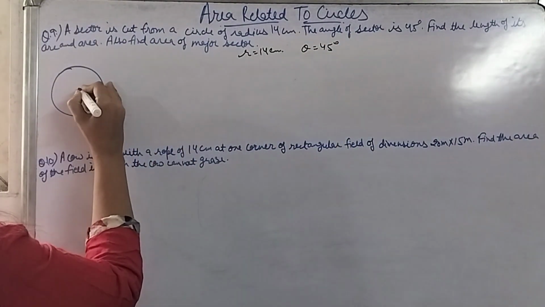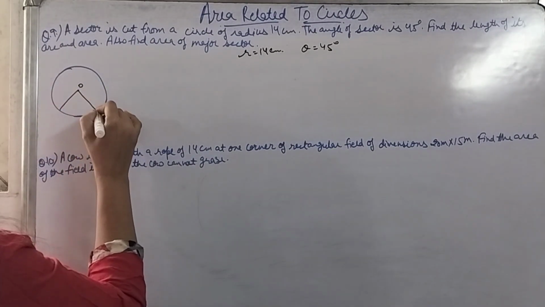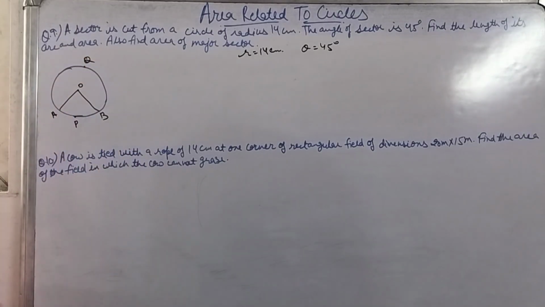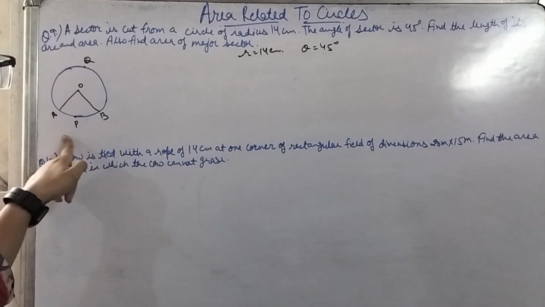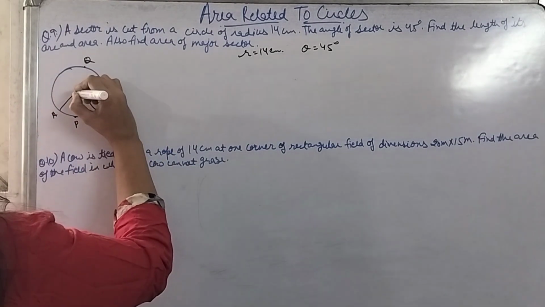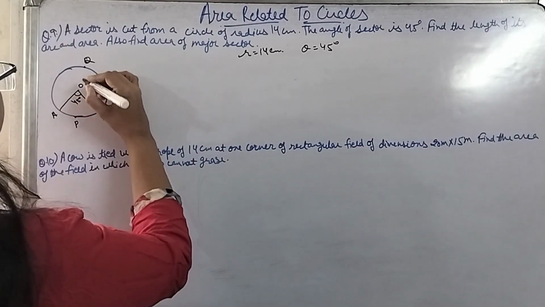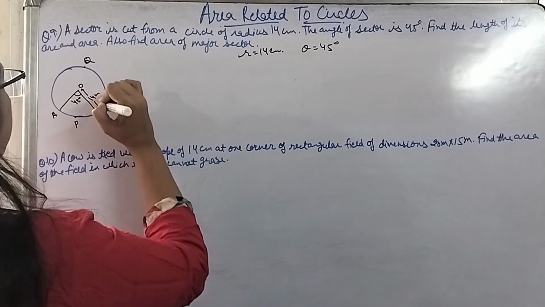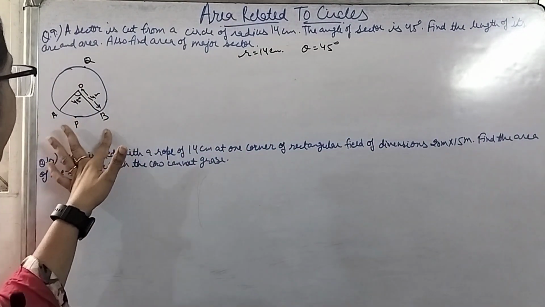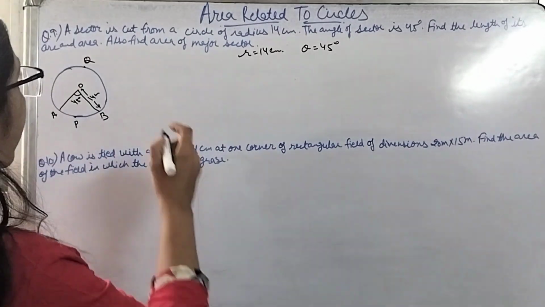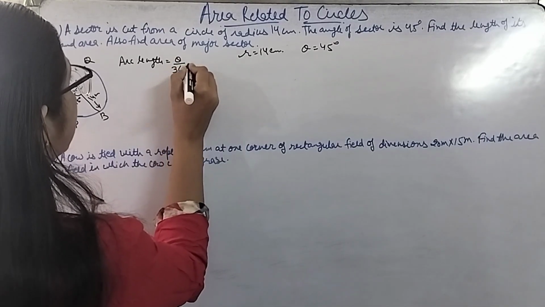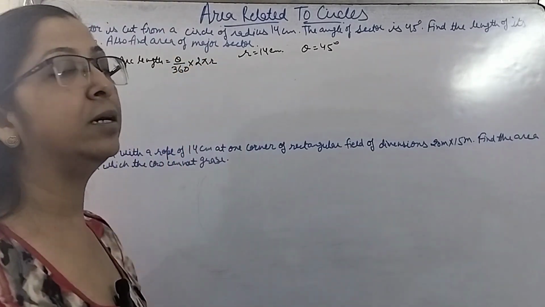So if this is the center of the circle, suppose A and B are the points. This is P over here somewhere and somewhere here Q is there. That means APB is the minor arc, or OAPB is the minor sector. This central angle is given as 45 degrees and radius as 14 centimeter. What we need to find is the length of its arc. Arc means APB, and we know that the arc length is given by theta over 360 into 2 pi r.